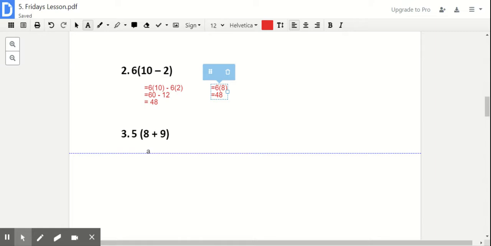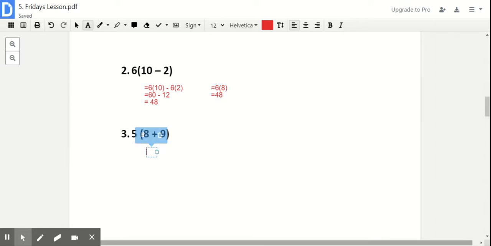All right. Number three for guided practice, my first step again will be to do distributive property. So my first step is going to be separating the two, multiplication. So 5 times 8 plus, because that is the operation that's in the parentheses, 5 times 9. Solving for these two, so 5 times 8 is 40, plus 5 times 9 is 45. My final answer will be what? 85.